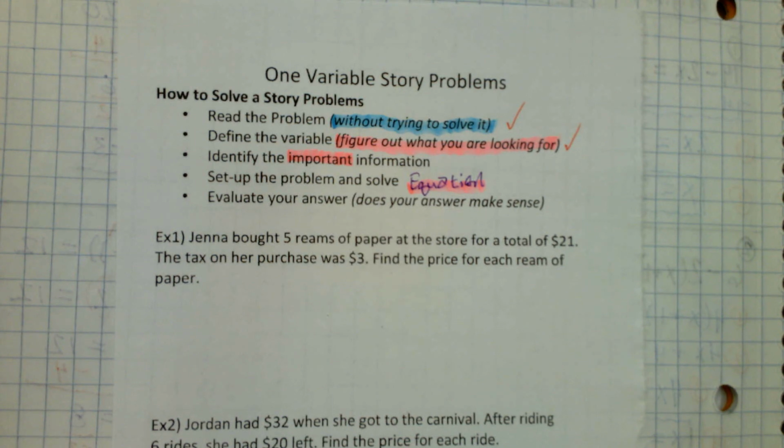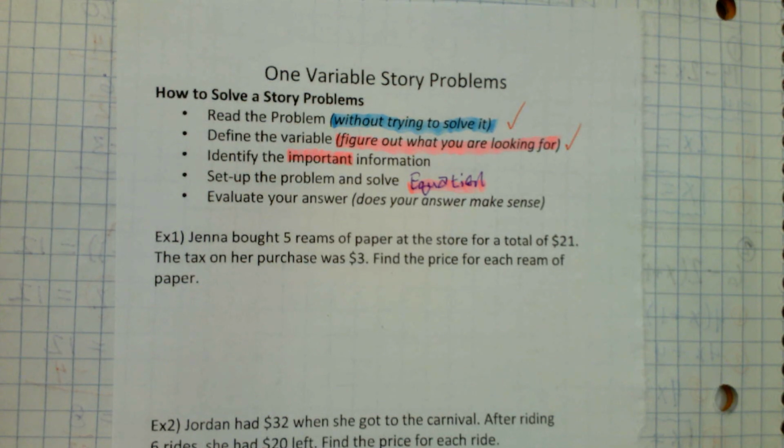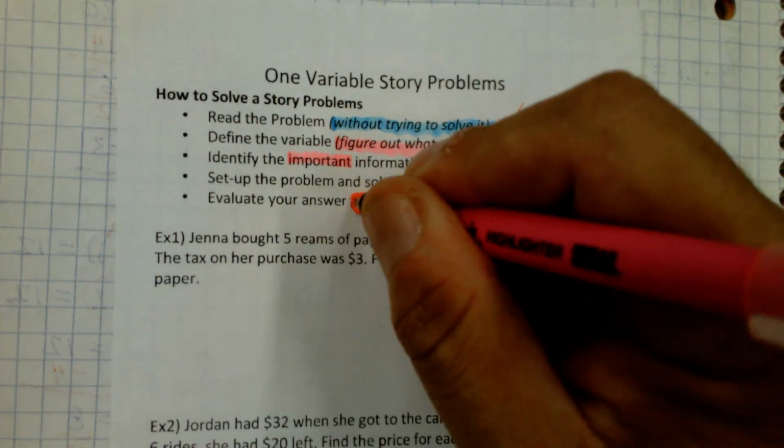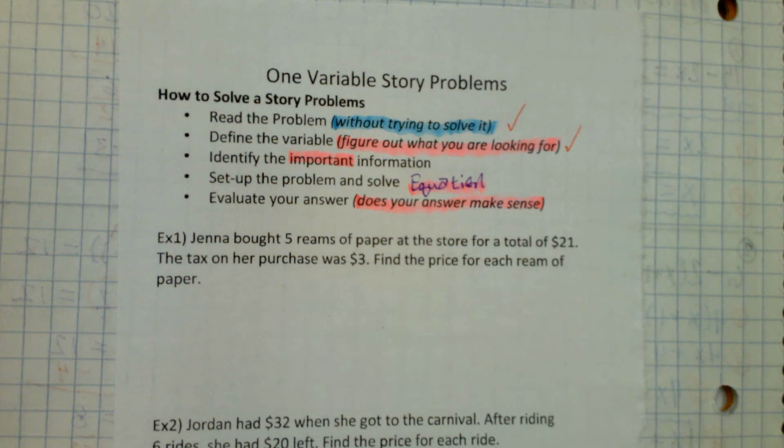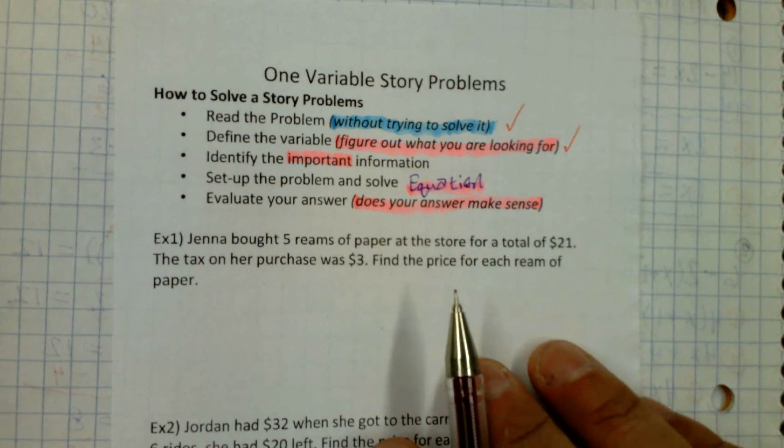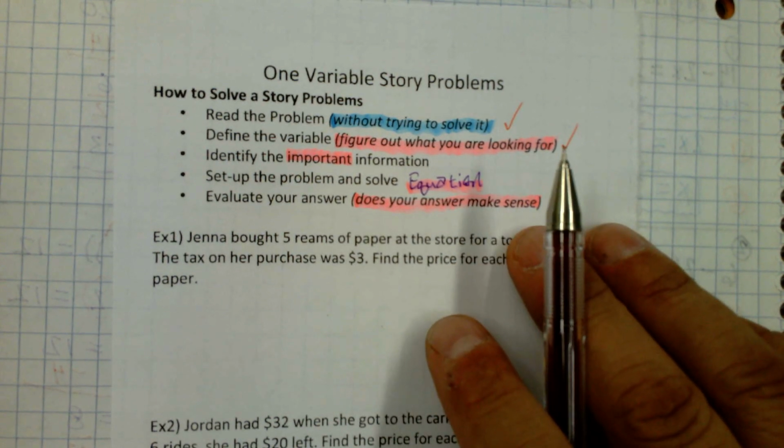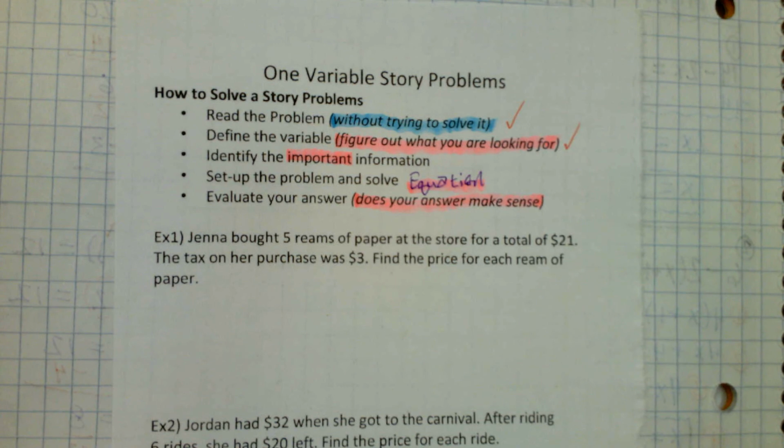And the last thing is evaluate the answer. Basically, does it make sense? So at the end, if they're asking for the cost of a ticket and the ticket winds up being like a carnival ticket and the ticket turns out to be like $200, I mean, that doesn't make sense. Something along the way didn't make sense. Okay? So this is the process we're going to follow. So we're going to read the problem. Don't try to answer it. Just understand the story. Okay?